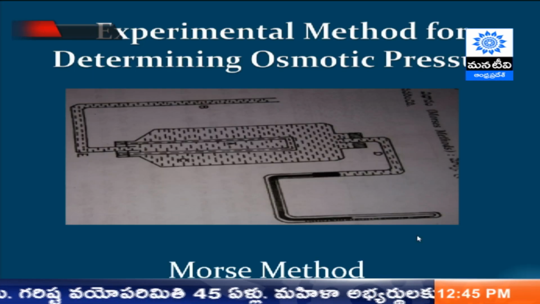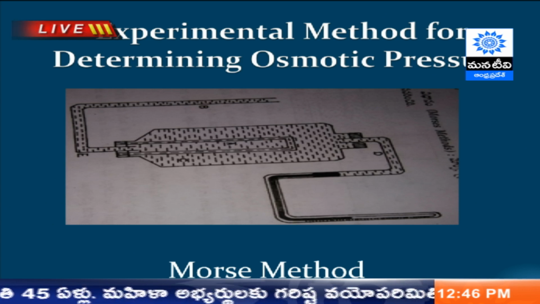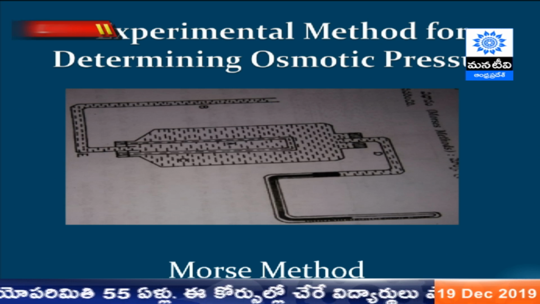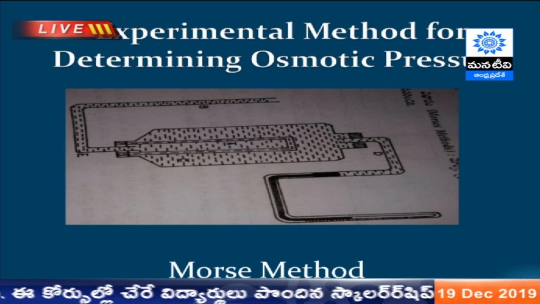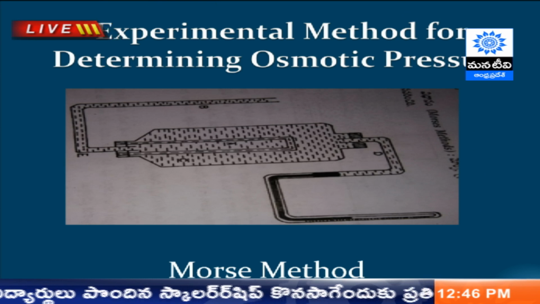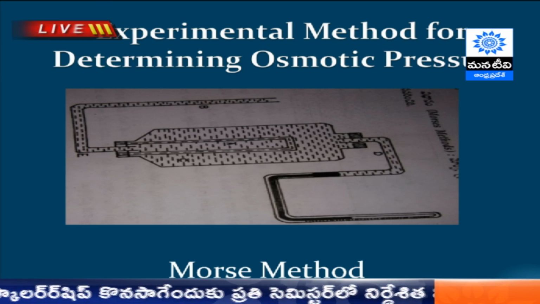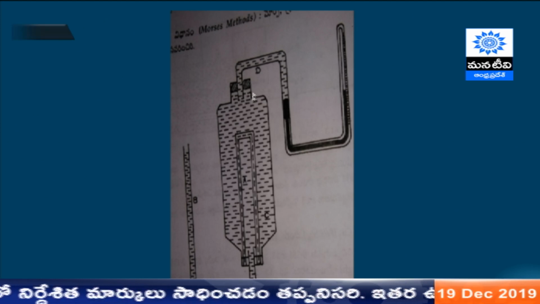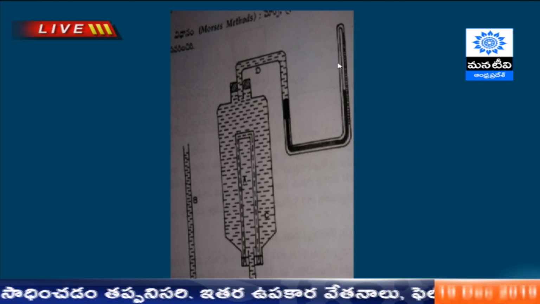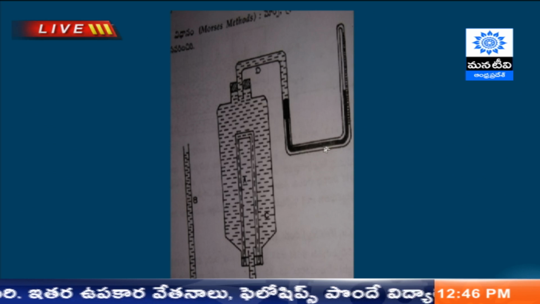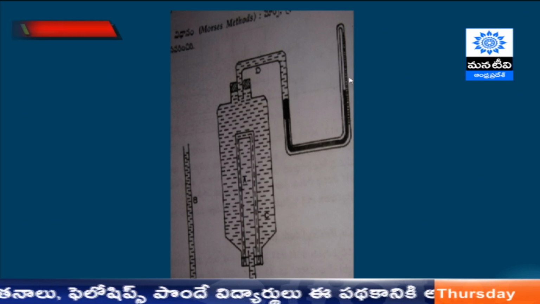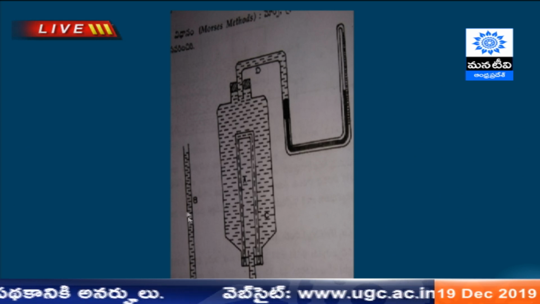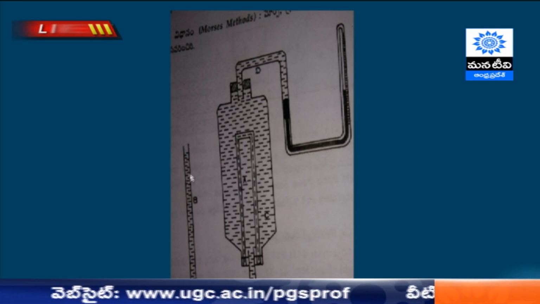Now, there are certain experimental methods for determining osmotic pressure. Morse has developed a method for estimating or determining the osmotic pressure. Let us see it in a vertical position. This is the actual position. There is a manometer. This U-tube is a manometer. It measures the pressure. Now, there is a capillary to send the solution.